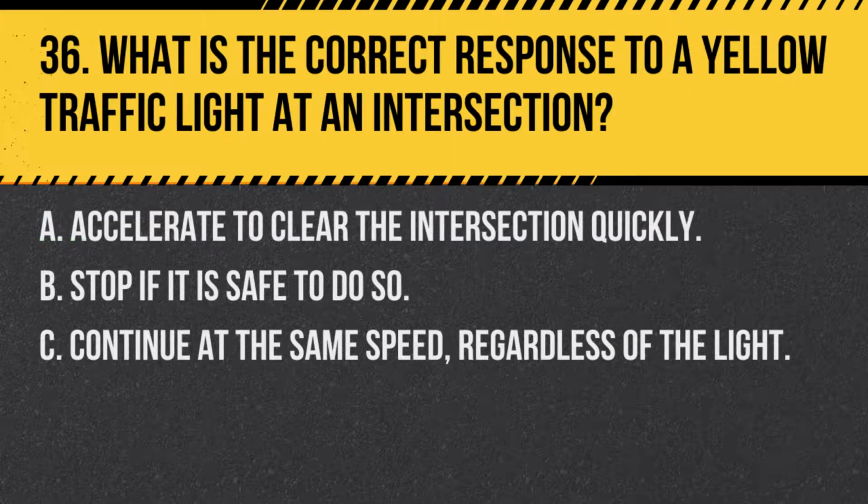Question 36. What is the correct response to a yellow traffic light at an intersection? A. Accelerate to clear the intersection quickly. B. Stop if it is safe to do so. C. Continue at the same speed, regardless of the light.